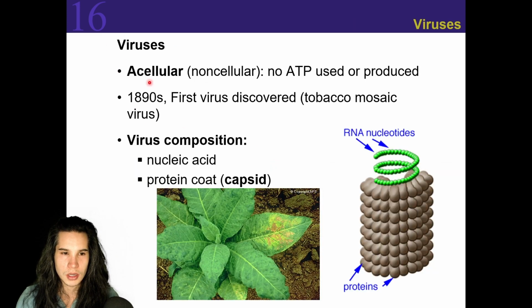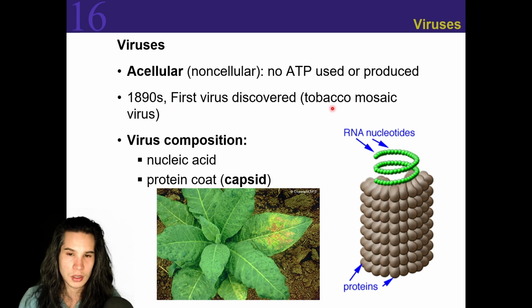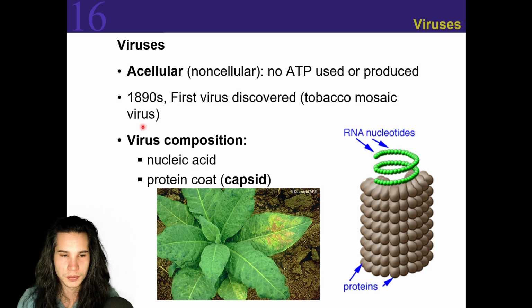So viruses are going to be acellular. What that implies is that there's no internal metabolism. They don't have all of the qualities of living cells. So they don't actually have a regular metabolism, so they're not going to be using ATP for any metabolic processes. In the 1890s, that's when the first virus was discovered. That was the tobacco mosaic virus, which infected tobacco.